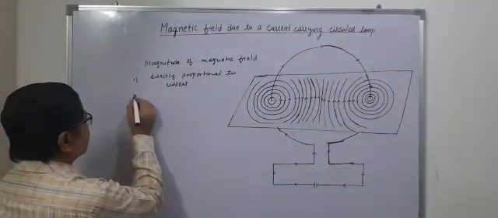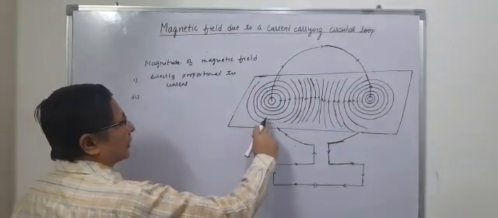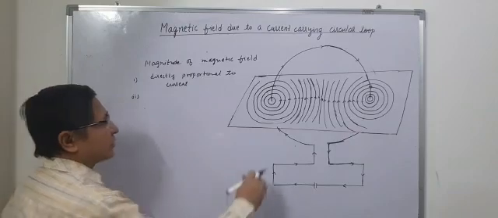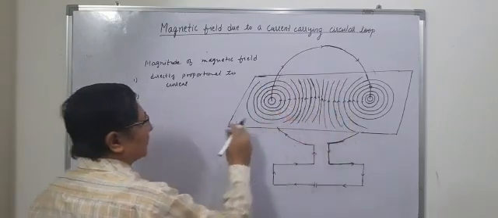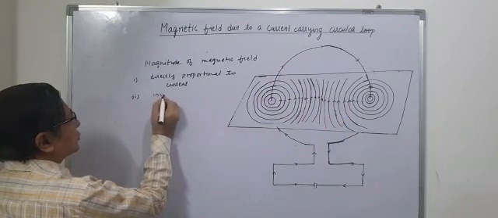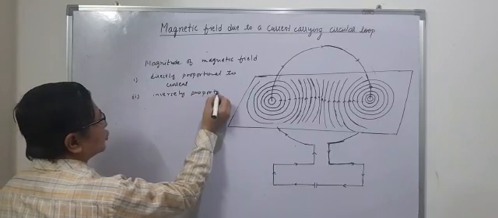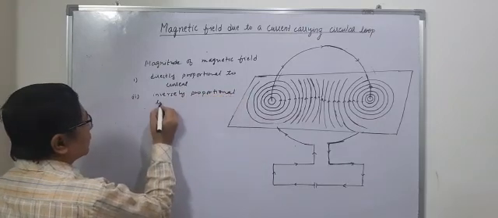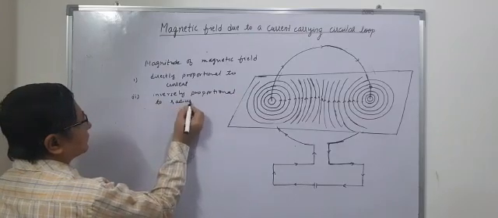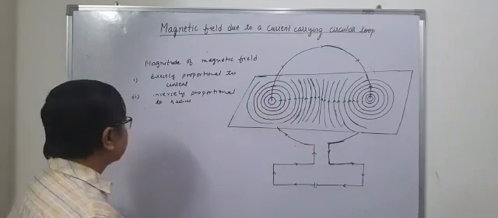The second factor on which it depends is the radius of the coil. If the radius of the coil is more, then the magnetic field becomes lesser and lesser. So it is inversely proportional to the radius. That means as we go away from the center, the magnetic field decreases.